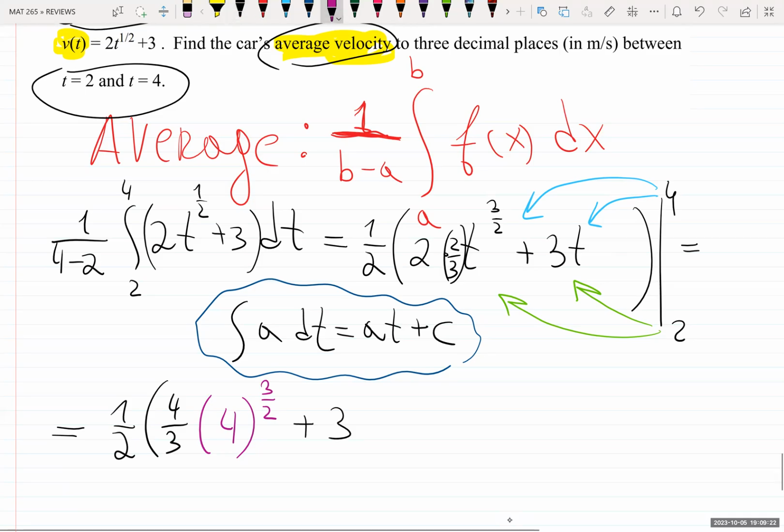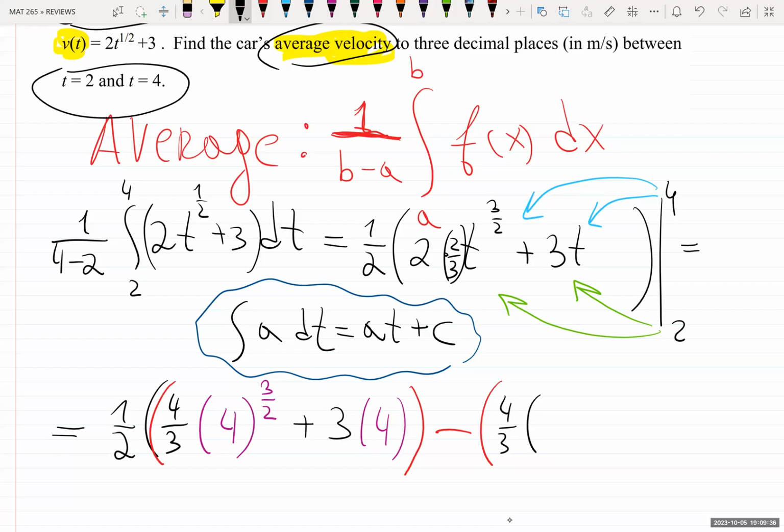Plus 3 times 4. Parentheses are extremely important. Put your parentheses, or else you will mess up. I'm just seeing it way too often, so it bothers me. 4/3 times 2 raised to the 3/2 plus 3 times 2. That is the answer. If you want, let's put huge brackets outside. I like to change between brackets and parentheses so it visually looks good.